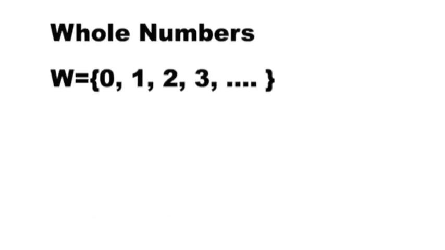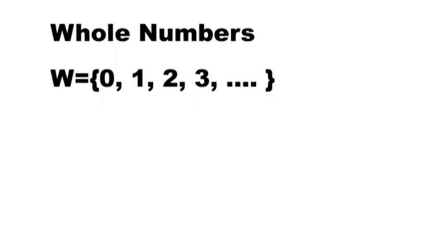So the lowest classified number here is the natural or counting numbers. After the natural counting numbers are the whole numbers. These numbers are represented by the capital letter W. Elements are 0, 1, 2, 3. 0 is the starting number for whole numbers.